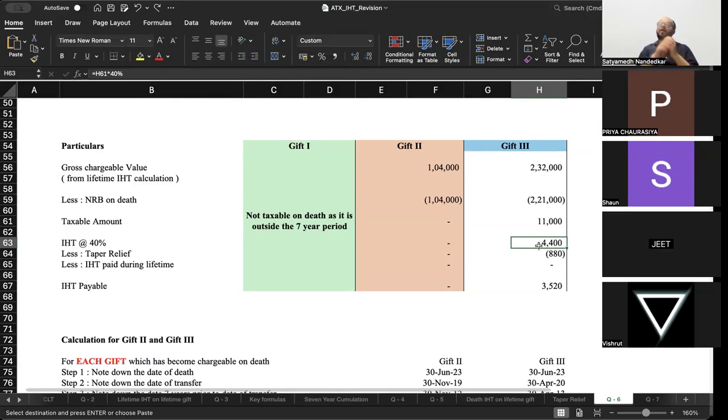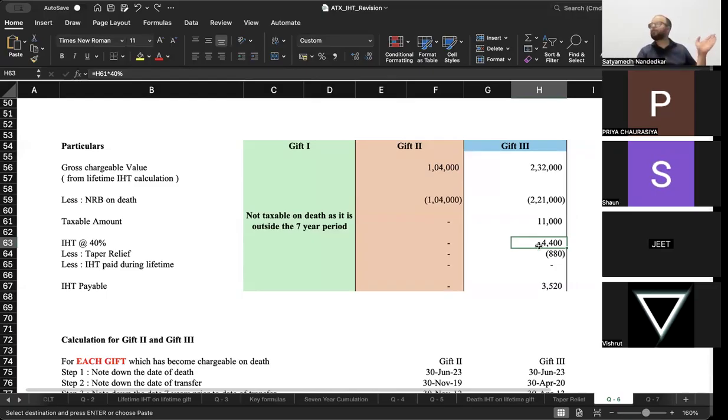Now, the most important calculation when it comes to death IHT on lifetime gifts is the NRB calculation. And how exactly do you propose to perform this NRB calculation? What do you have to do? Write down the date of death and write down the date of transfer. Check whether that date of transfer falls in the 7 years before the date of death. If the answer is no, it doesn't fall in that period, then leave it. If it falls in that period, pick up that gift.